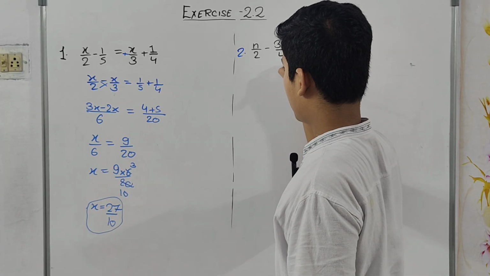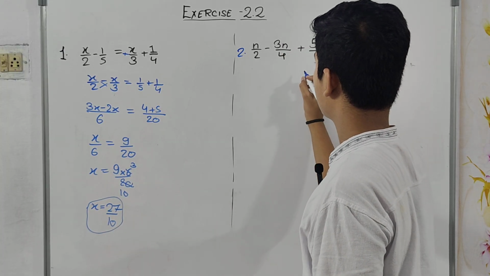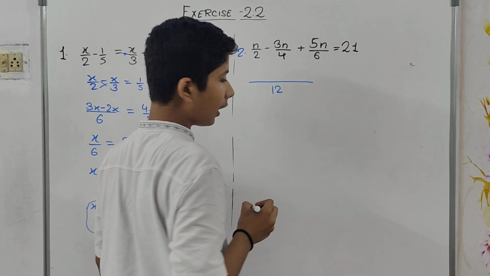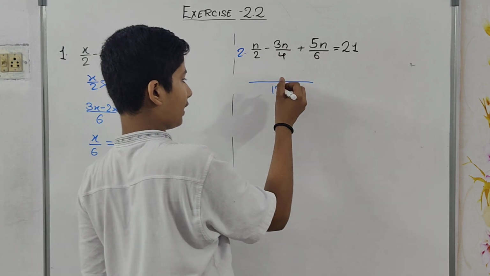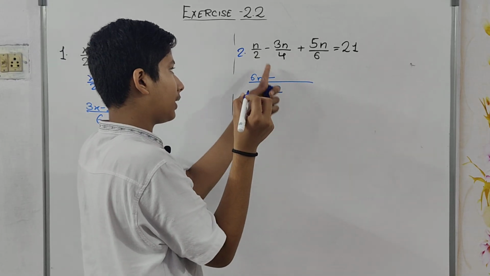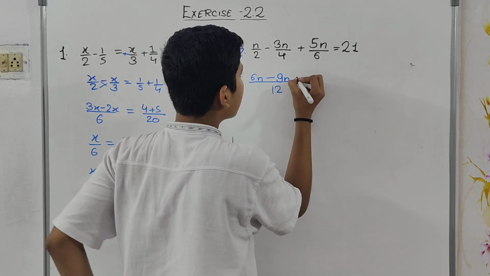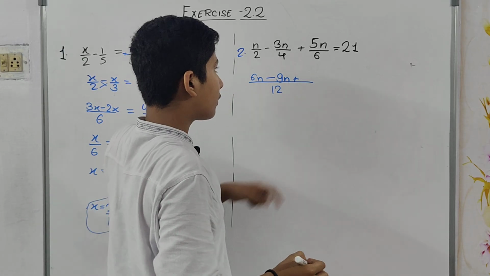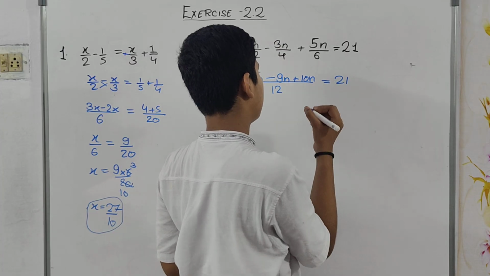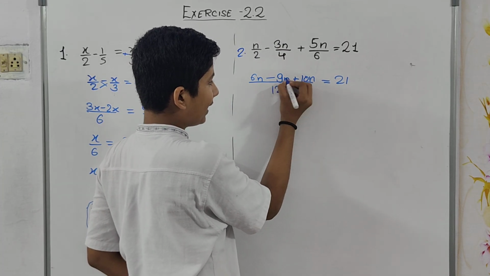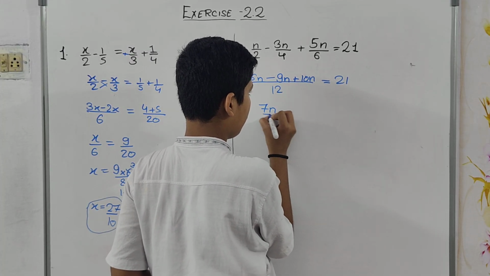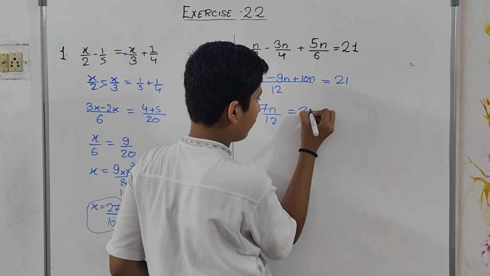So we just start with taking LCM. Here the LCM will be 12. Now we multiply it with 12, then it becomes 6n minus 4 3 times, so 12n... so 9n plus 6 2s are 12, so 5 2s are 10n equals 21. Now minus 9n plus 10n will be n, plus 6n will be 7n by 12 equals 21.